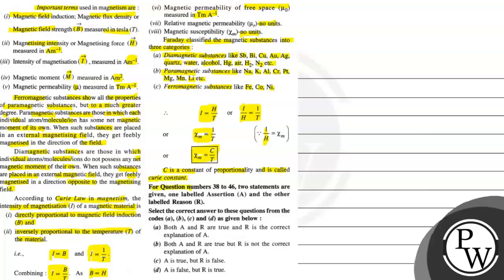Now, for question number 38 to 46, two statements are given, one labeled as assertion and another labeled as reason. Select the correct answer of these questions from the codes A, B, C, and D as given below. Code A says both assertion and reason are true, and reason is the correct explanation of A. Code B says both assertion and reason are true, but reason is not the correct explanation of A. Code C says the assertion is true, but the reason is false, and code D says assertion is false, but the reason is true. So let's read the assertion and reason.